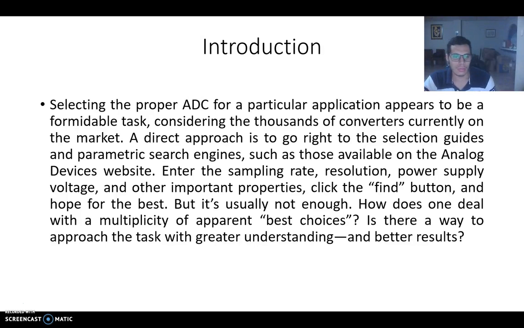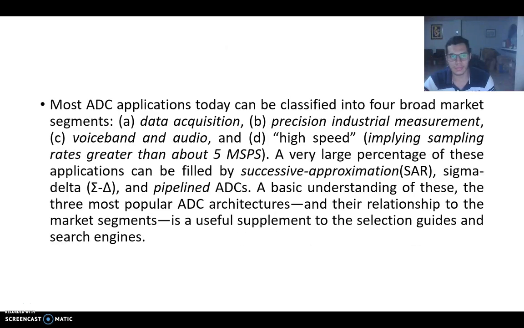How does one deal with a multiplicity of potential best choices? Is there a way to approach the task with understanding and get the best results? Most ADC applications today can be classified into four broad market segments: A. Data acquisition, B. Precision industrial measurement, C. Voiceband and audio, and D. High speed, implying sampling rates greater than about 5 MSPS.